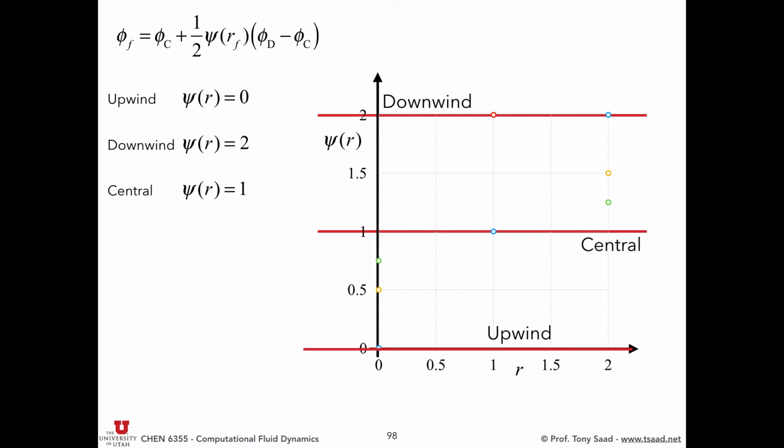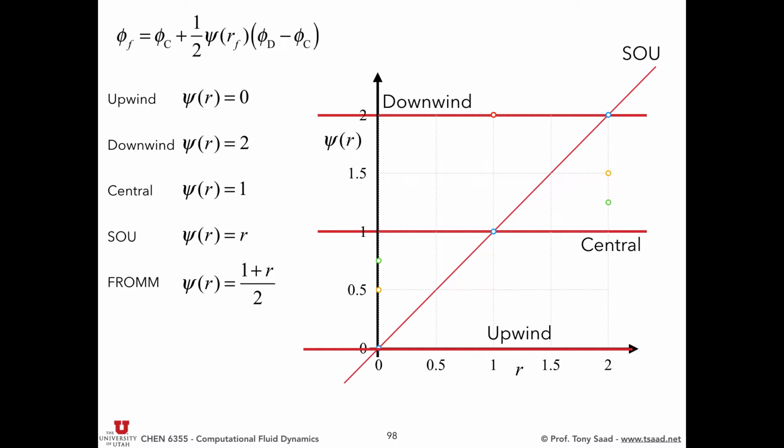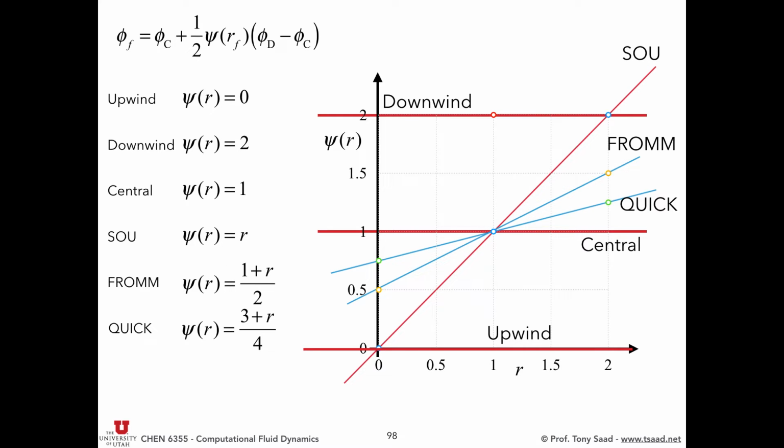Okay, now let's get things a little bit more interesting. For the second order upwind, psi of r is actually equal to r, so that cuts a straight line at 45 degrees. Then for the Fromm scheme, you have (1 plus r) over 2, and that cuts through this point, 0.5, but they all go through 1, okay? All second order schemes are going to go through 1. And for the QUICK scheme, psi of r is (3 plus r) over 4. Okay, that gives you the QUICK scheme.